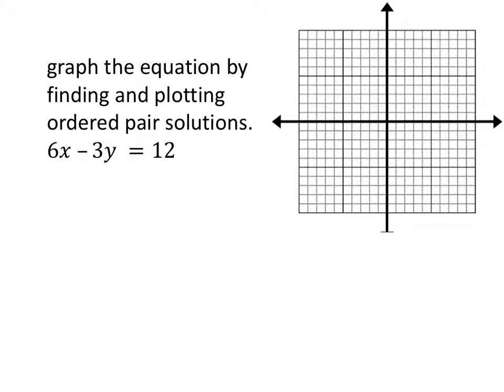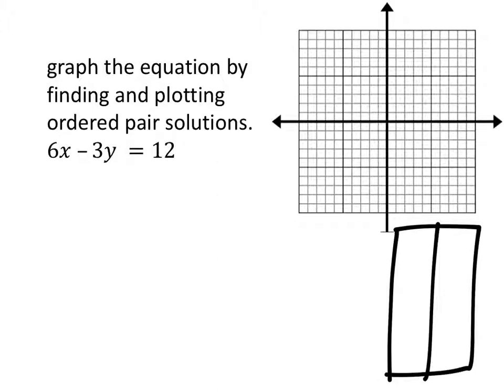All right, we want 3 values to graph on this. Graph the equation by finding and plotting ordered pair solutions. Now again, a table is nice on this thing. You can do it over here, it doesn't matter. And I've got x and corresponding y values. We'll just make 3 of them. Again, that's to confirm the pattern.